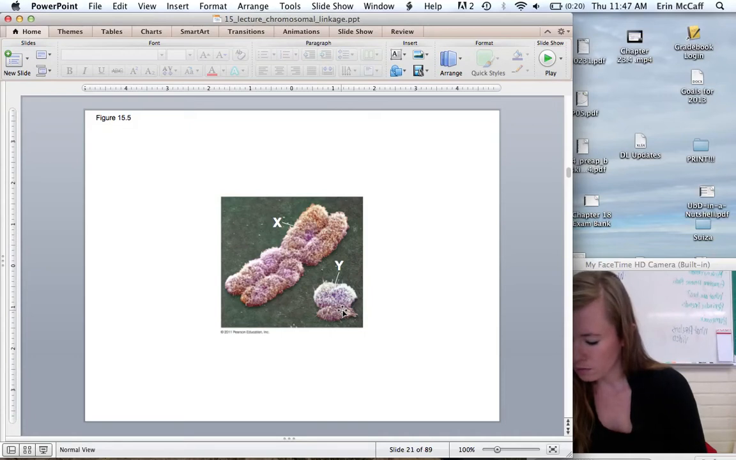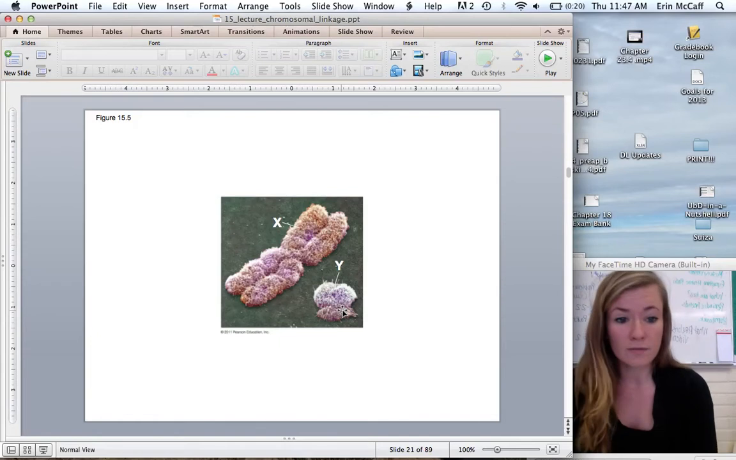The other things on the Y chromosome are a couple of other genes that are only activated in the male reproductive organs. About half of them are expressed only in the testes. So there's not that much information on the Y chromosome.